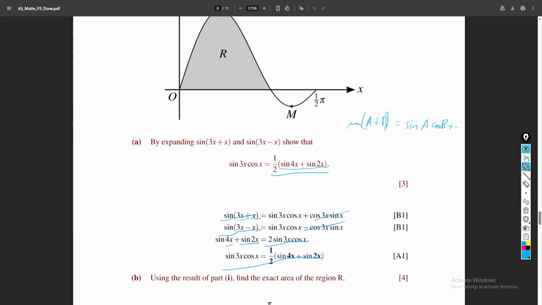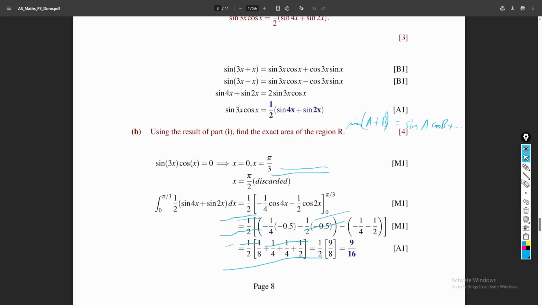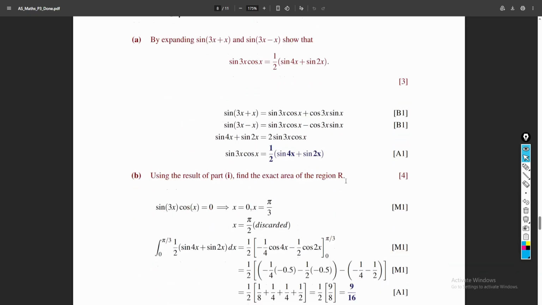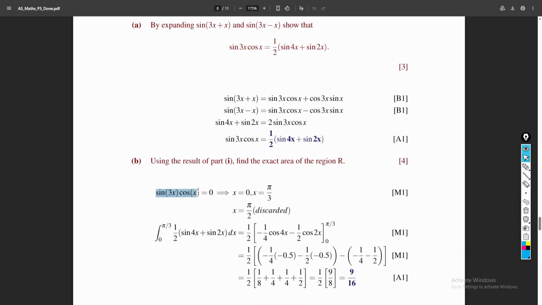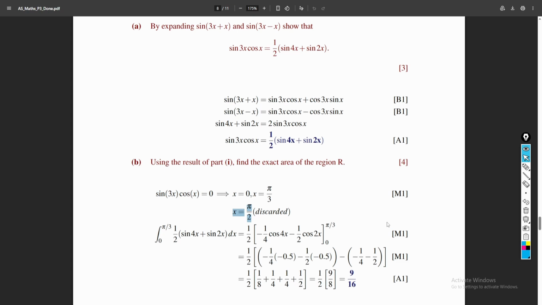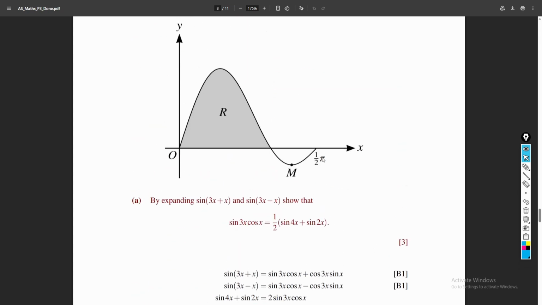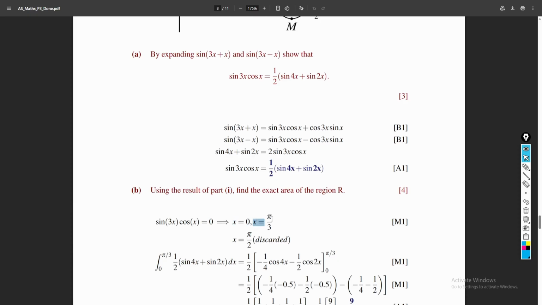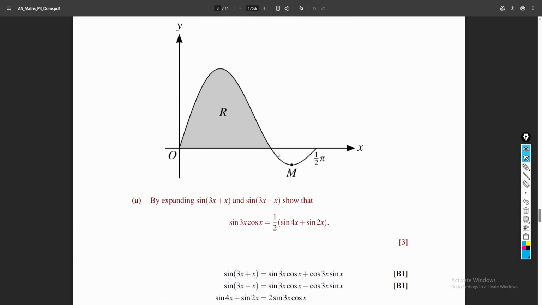The next part: find the exact area of the region R. Okay, so this is the region R, and to find the exact area, we also need this point. So let us find that out. We first equate this to 0. So sine 3x cos x equals 0, and then we get the values x equals 0, pi by 3, and pi by 2. The reason we discard pi by 2 is because it's not in the range, right? We already know we start from 0, so that's the starting point, and the only other solution is pi by 3, which is less than pi by 2.